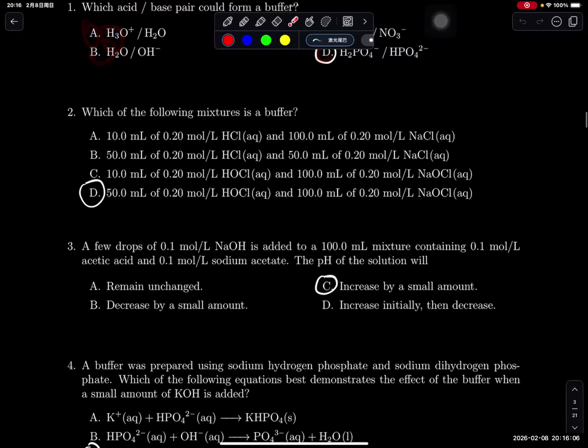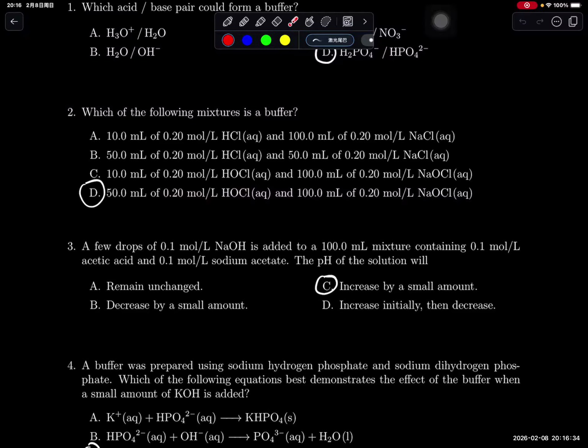Question two: which of the following mixtures is a buffer? All right, so D is the right answer, HOCl and then NaOCl, right? The OCl ion and the HOCl molecule form a weak conjugate pair, and then the stoichiometric ratios are roughly equal. It's not the perfect performing buffer, but it is a good buffer.